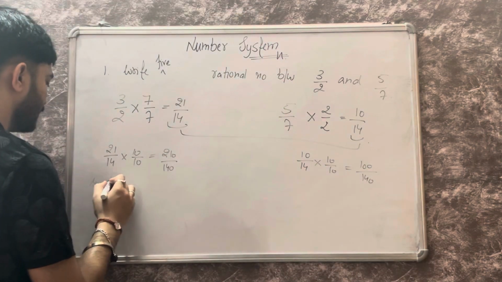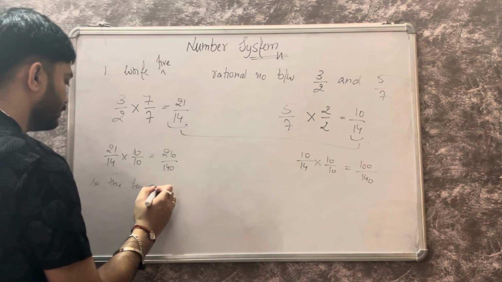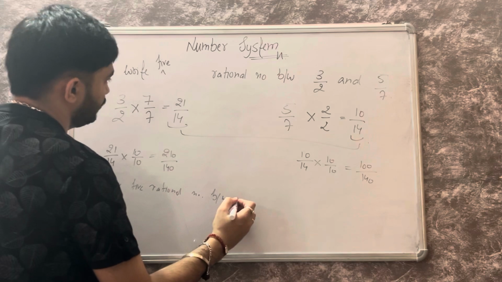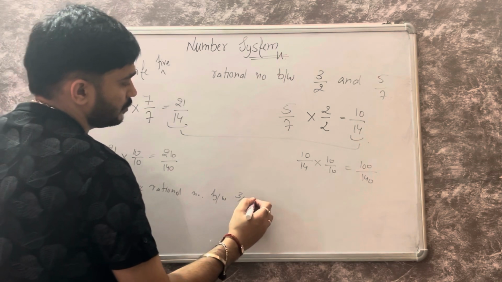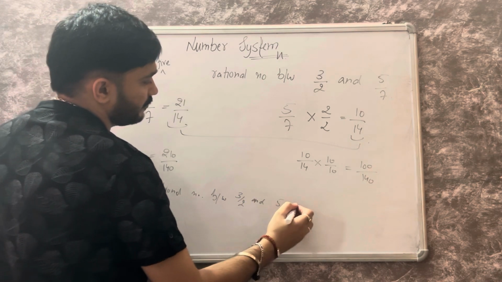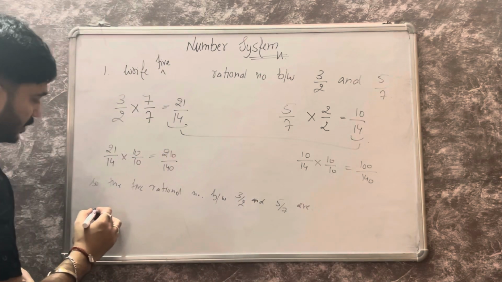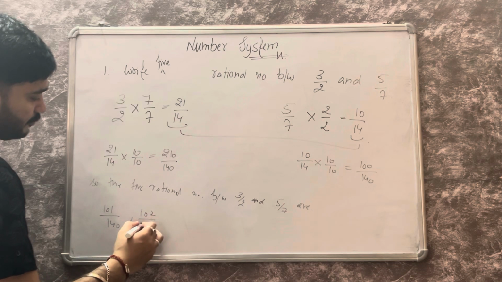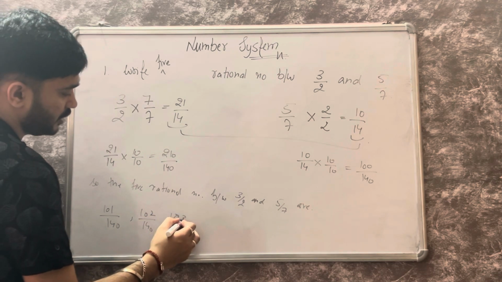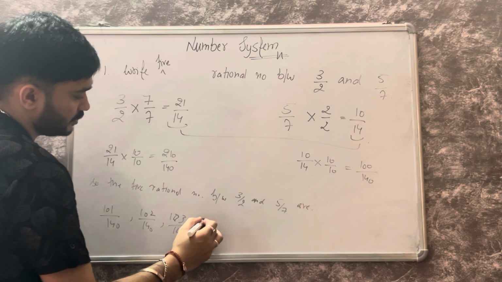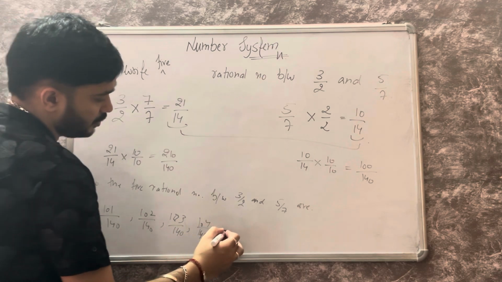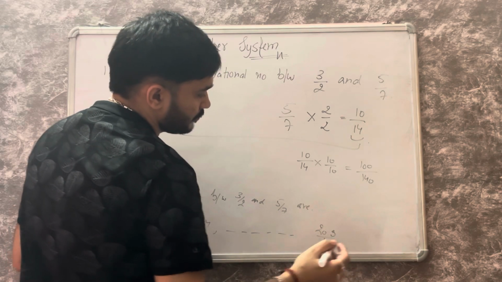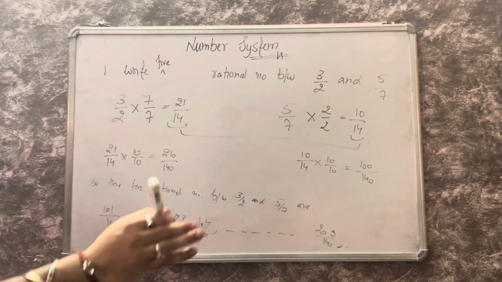So the 5 rational numbers between 3 by 2 and 5 by 7 are, what are those? 101 by 140, 102 by 140, 103 by 140, 104 by 140, and so on up to 209 upon 140. So you have a lot of numbers in between them.